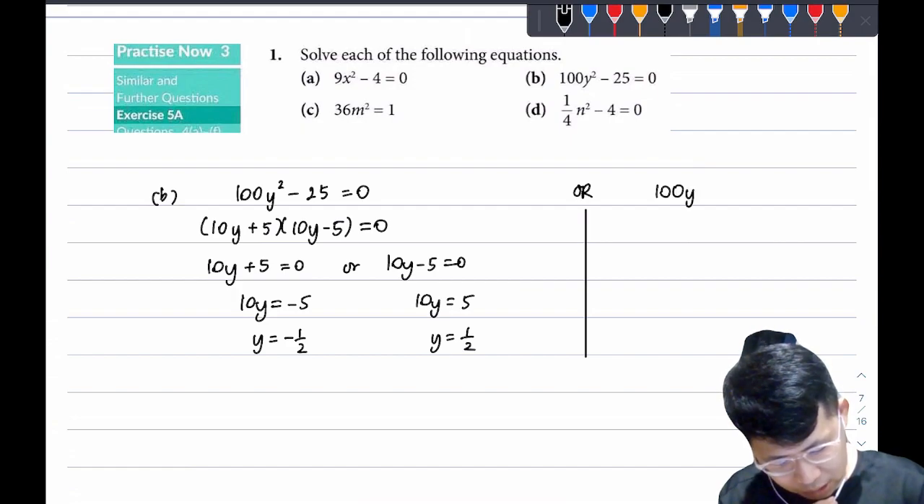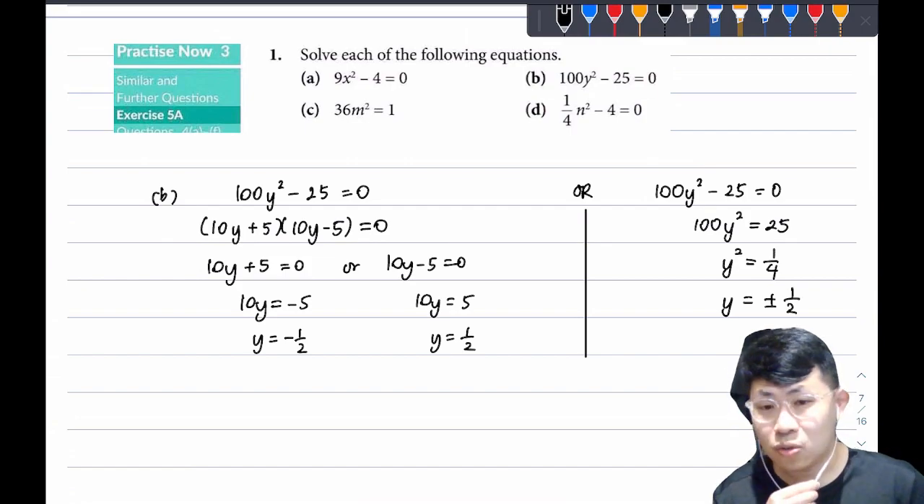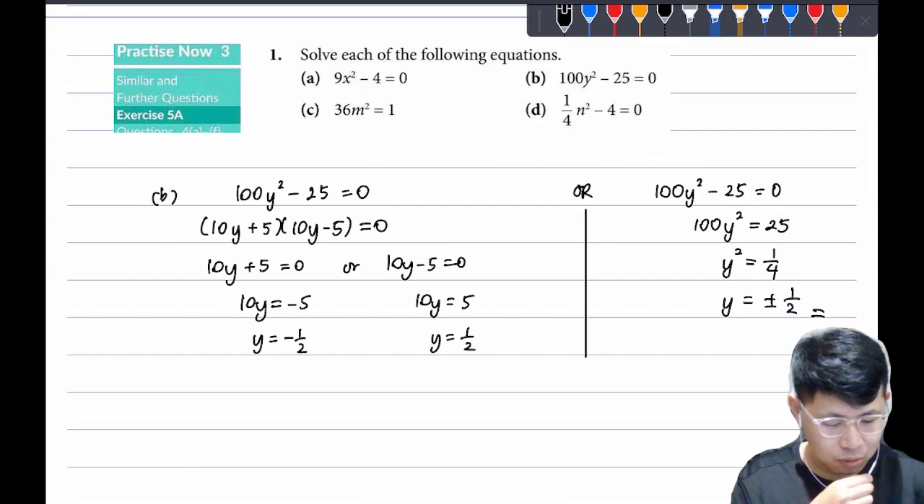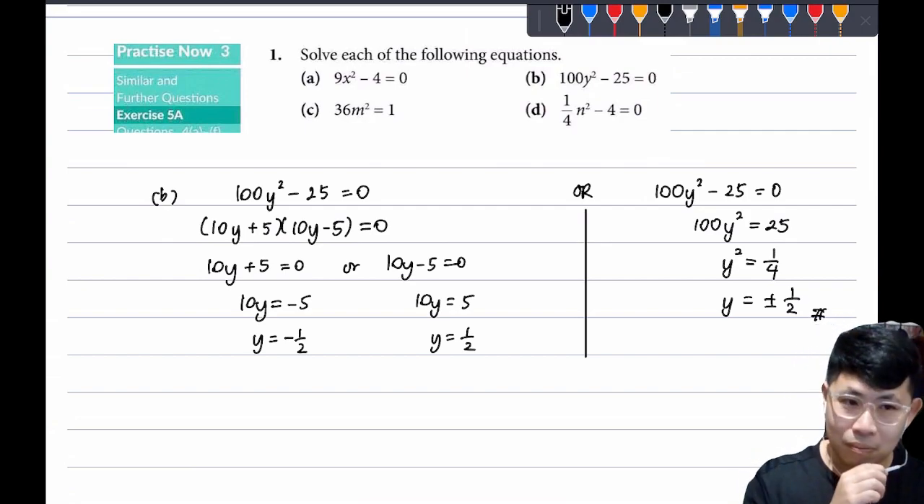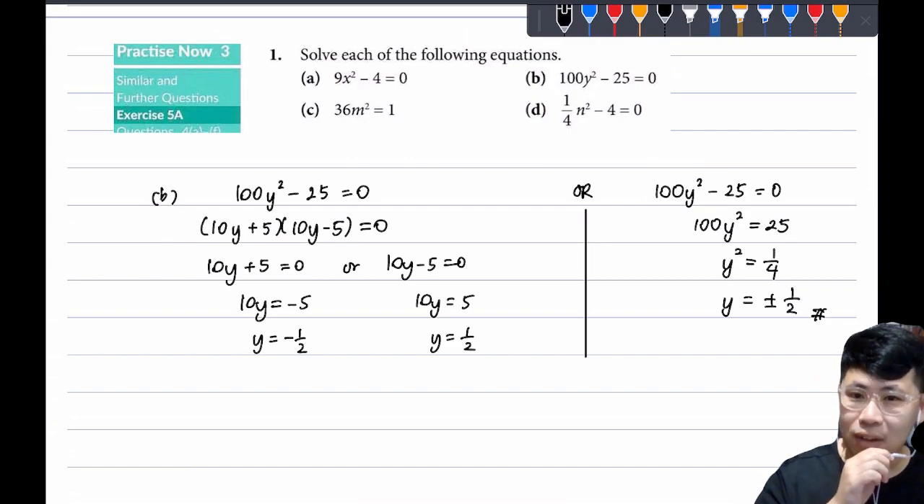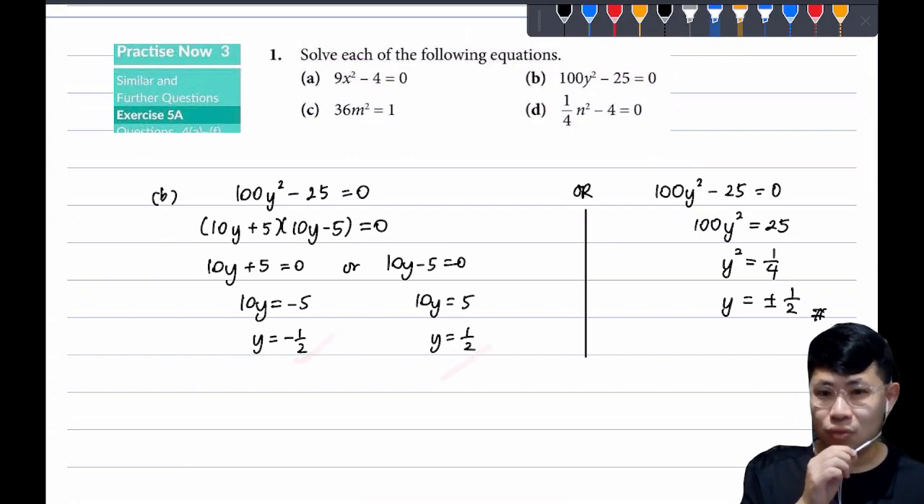So 100y squared minus 25 equals 0. So we have 100y squared is equal to 25. Divide by 100, so this will be 1 over 4. So when you unsquare this, it will be a positive or negative of 1 over 2 when you square root 1 over 4. So this would be the answer. So plus a half or negative a half, right? So it's positive half or negative half, like how we saw for the other version over here.